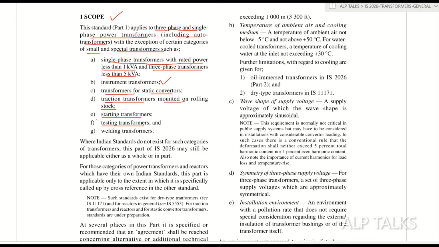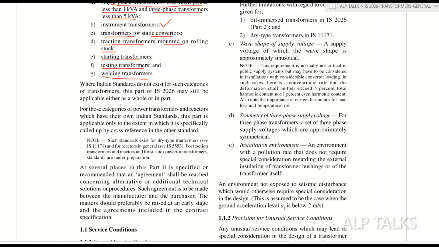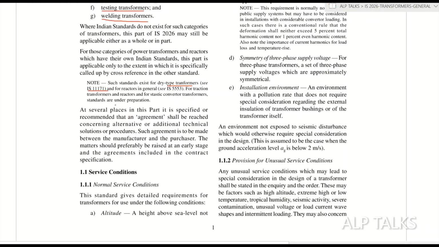Otherwise, they may need dual voltage, 6 kV or 12 kV like that. A huge range will be there. So those transformers are not covered here. Some welding transformers are also very different, so those are not covered here. For example, dry type transformers are covered in 11171, something like that.